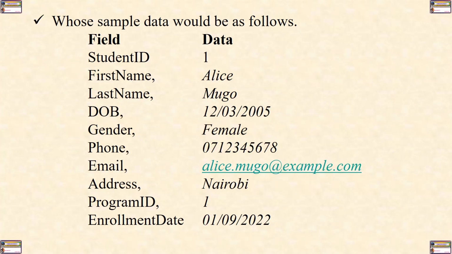Now, when you are keying in data, data is keyed per field. So, for example, the student called Alice Mogo, her admission or student ID, which sometimes you can call admission number, is 1, meaning this is the first student in the database. Then first name, Alice, last name Mogo, date of birth is 12th of March 2005. Gender is female, phone is 07123 45678. The email is alice@mogo@example.com. The address is Nairobi. Program ID is 1. Enrollment date is 1st of September 2022.